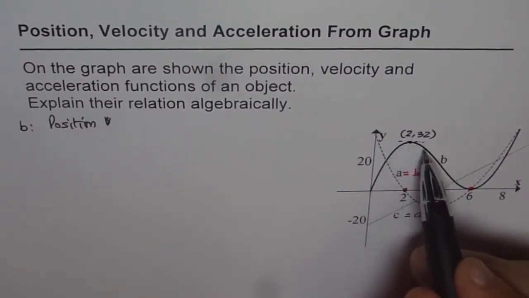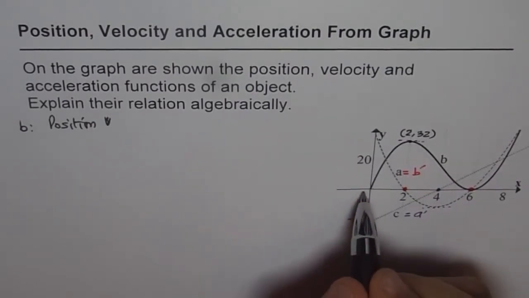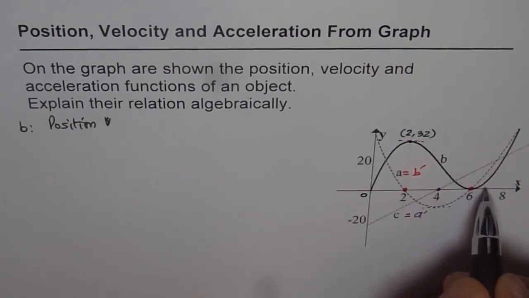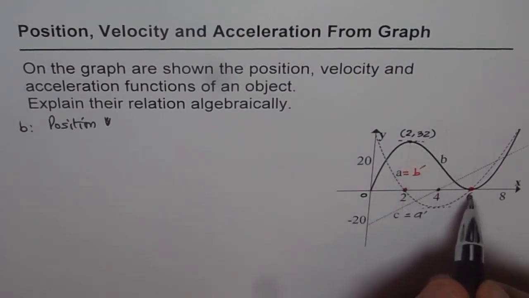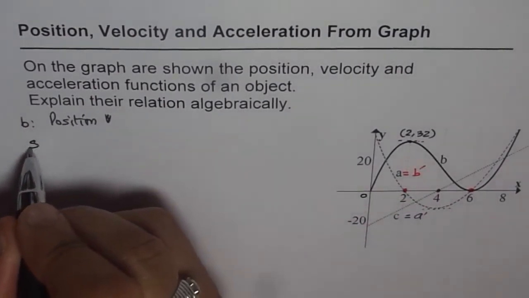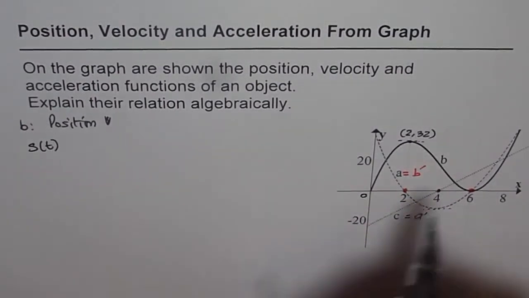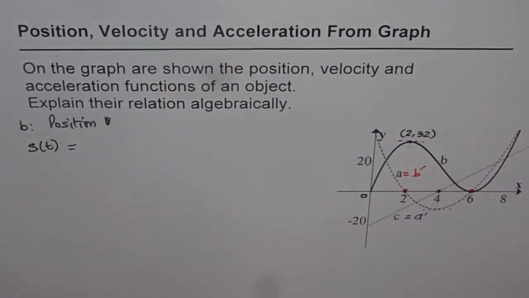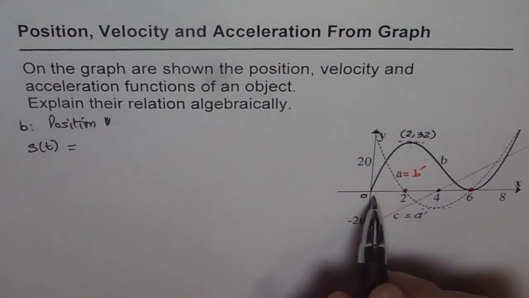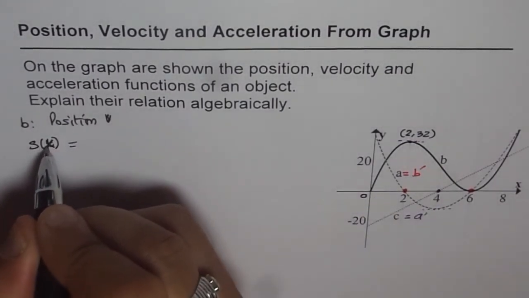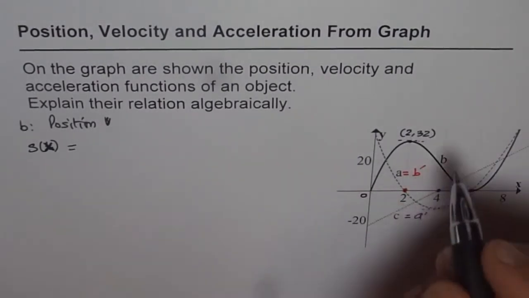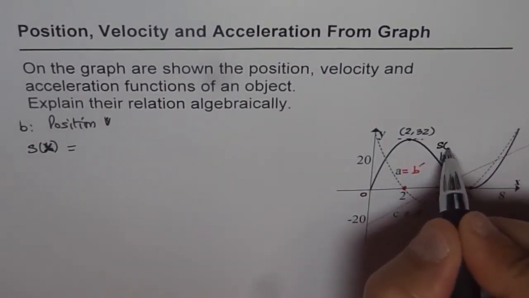Now for b, we have two zeros. One is at 0 itself, the other one is at 6. The zero at 6 actually is a double zero since the graph turns. So we can write function b, which we are saying is displacement, as a function of time, which we have written x, but I wrote t here. Let me continue with x now, so there's not much confusion. We are calling this graph s of x.